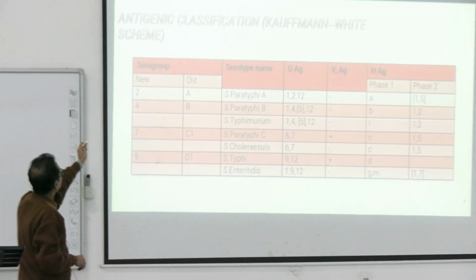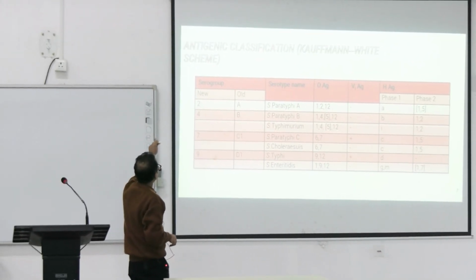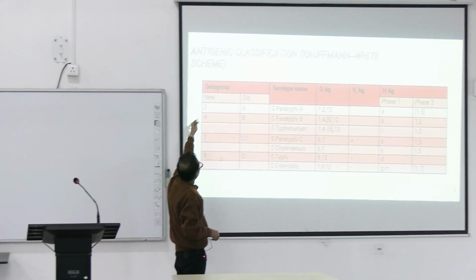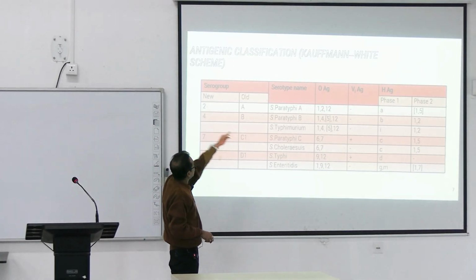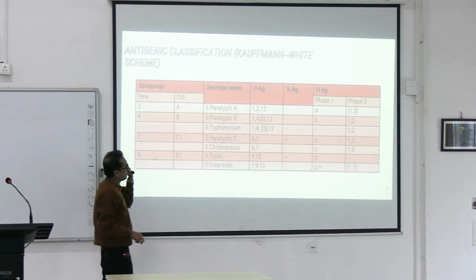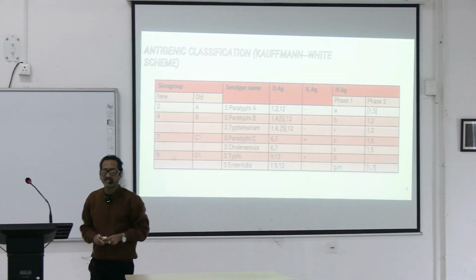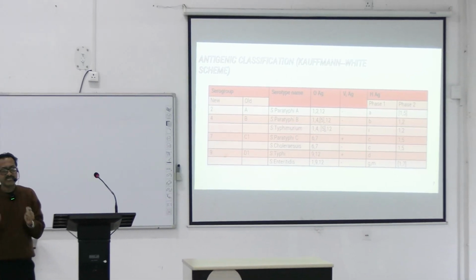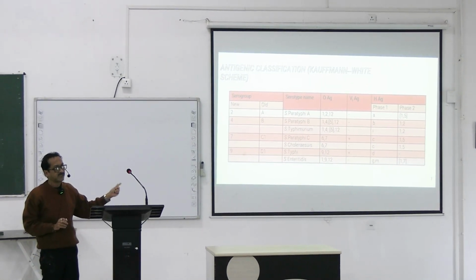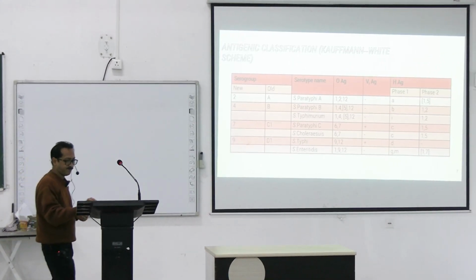So in this Kaufman-White scheme, at least remember serogroup 2, which contains paratyphi A, serogroup 4 contains paratyphi B, and serogroup 9 contains Salmonella typhi. But in all of them, in O antigen, there is a common factor, that is factor 12.